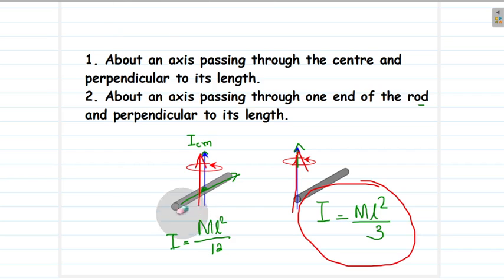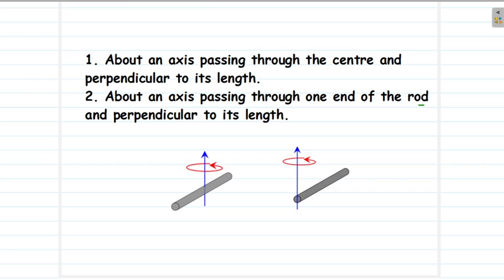So that is the concept about moment of inertia. I hope the calculation of moment of inertia in the case of the rod is clear for you.